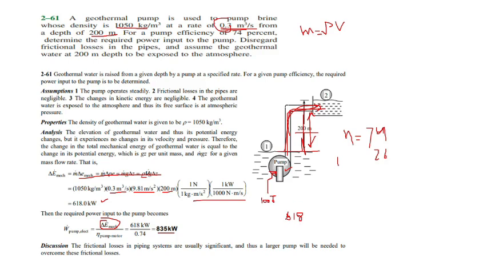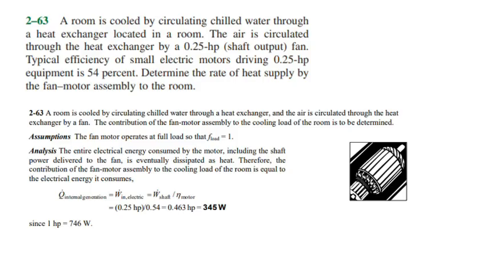If you provide this 618 amount of energy to this pump, you have to multiply this 618 with 74%. So the pump is actually delivering less than 618 energy. That's why you have to provide some extra energy. So you will divide your mechanical energy by the motor input.